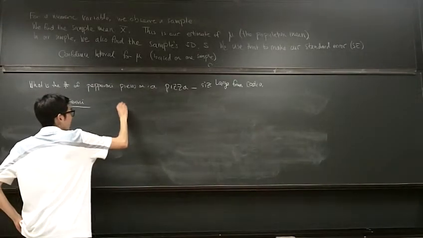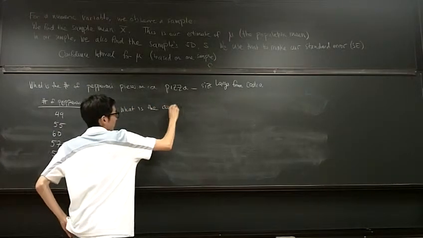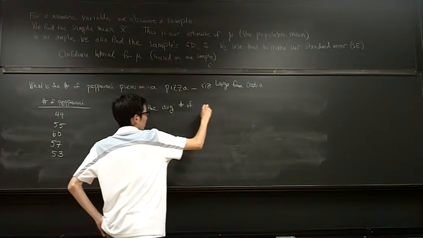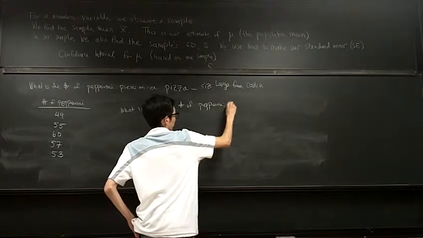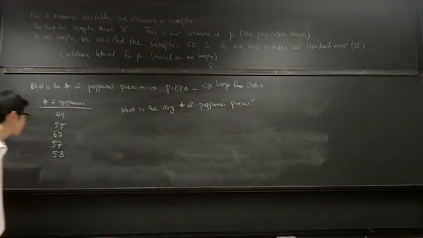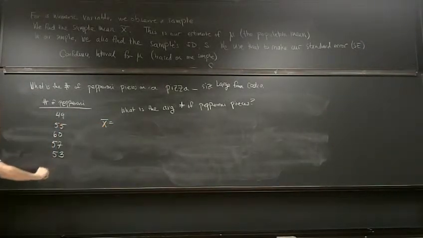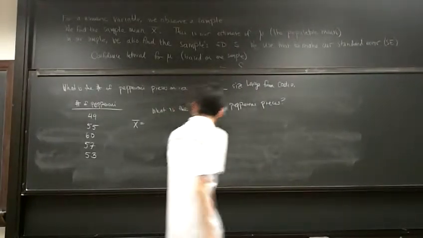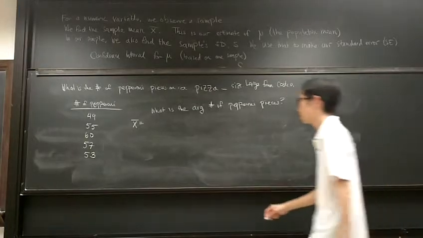So we say, what is the average number of pepperoni pieces? Our sample mean, X bar, is I add these up and I divide by 5, right? So we figure that out. 54.8. Great.